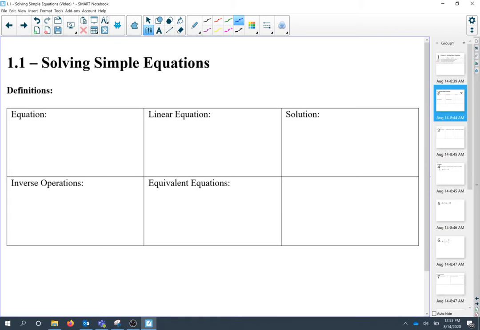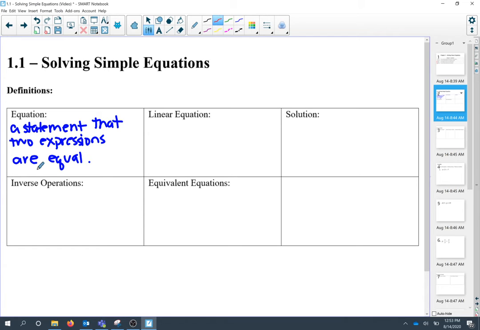So first of all, we have an equation. An equation is a statement that 2 expressions are equal. So, for example, an equation could be like x plus 5 equals 7, where x plus 5 is an expression, 7 is an expression, and we're going to set them equal to each other, and that's an equation.